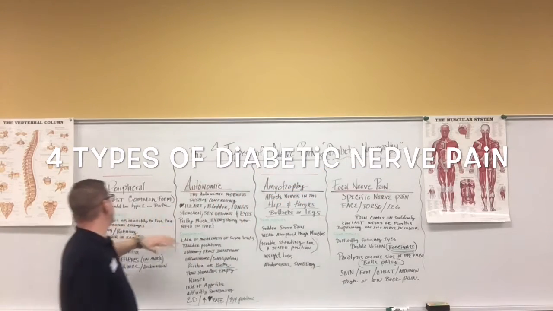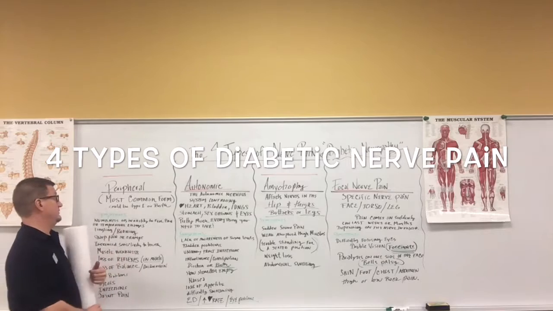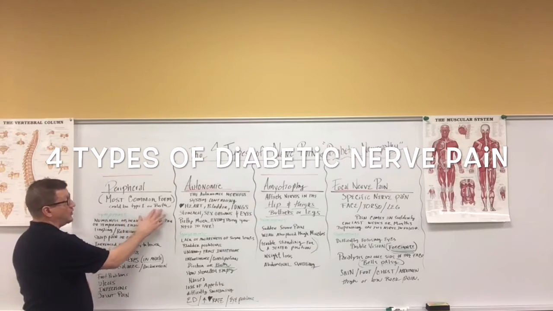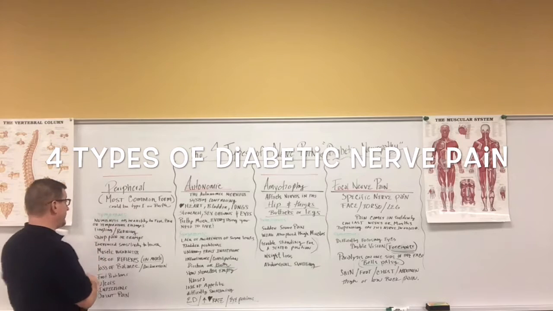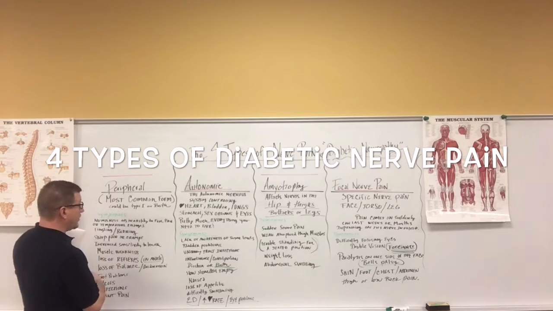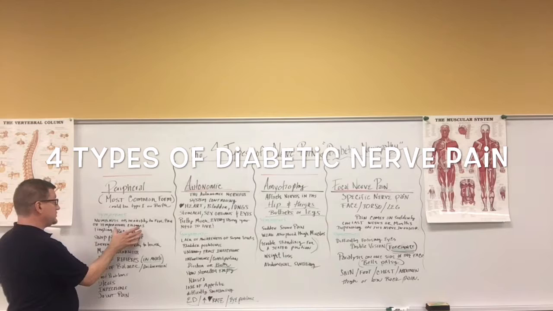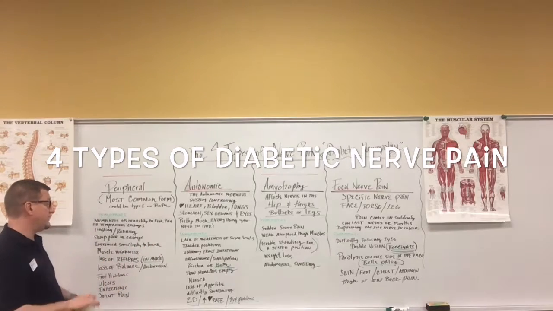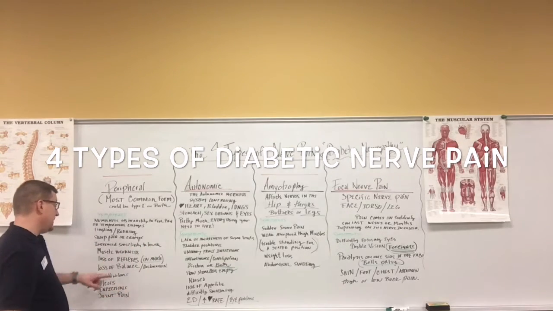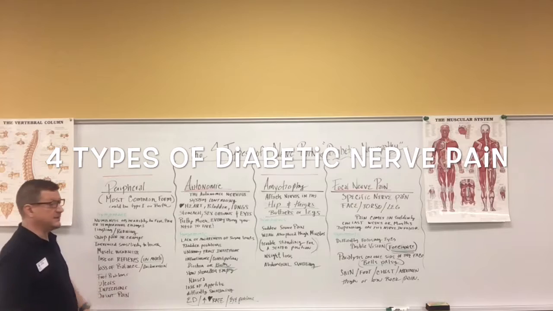The most common type, the first type, is peripheral. It could be type 1 or type 2 or both. Some of the symptoms for peripheral: numbness or inability to feel pain, temperature changes, tingling or burning, sharp pain or cramps, increased sensitivity to touch, muscle weakness, loss of reflexes in the ankle usually, loss of balance or coordination, foot problems, ulcers, infections, and joint pain.